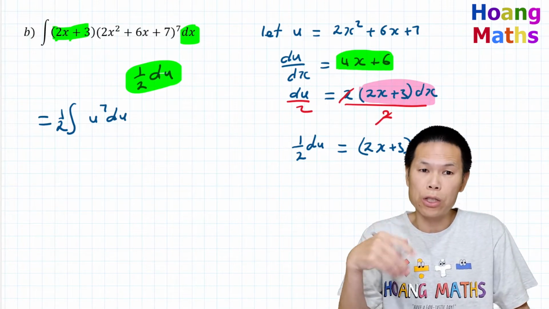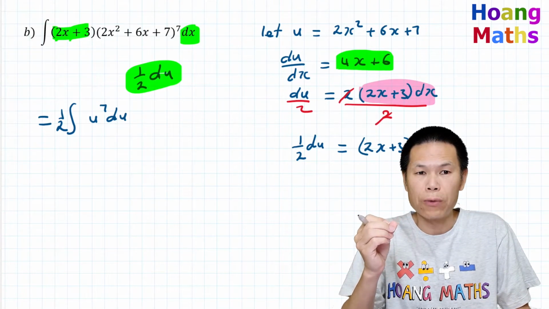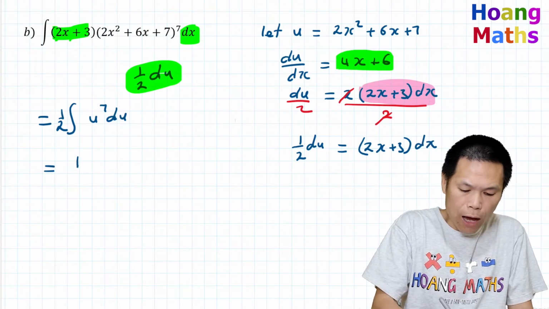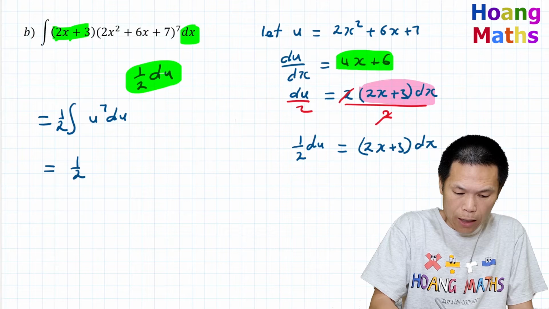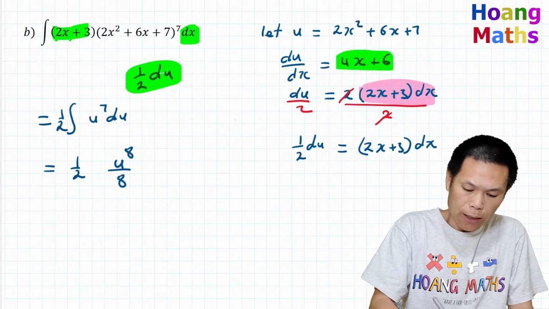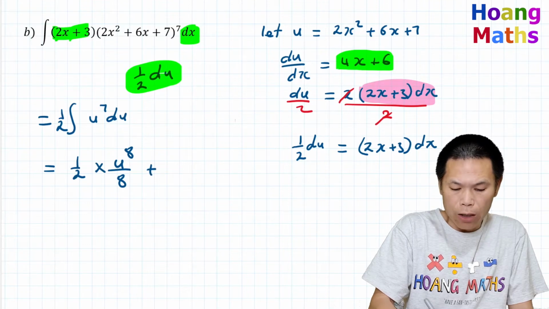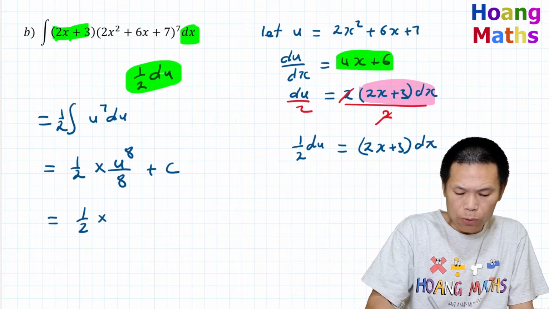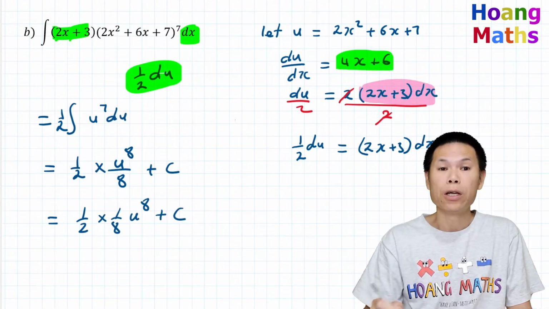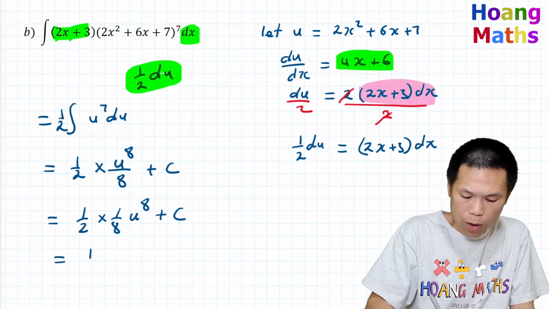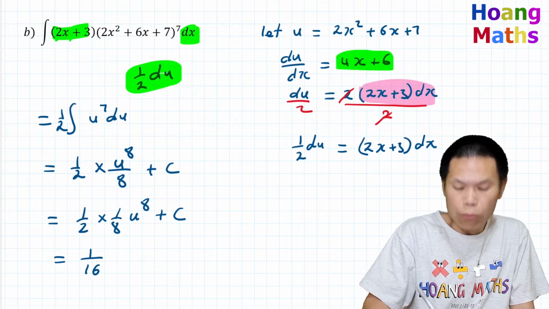So now I just integrate u to the power of 7. We add 1 to 7, which becomes 8. So that is equal to a half, I write this first, and then u to the power of 8 divided by 8, and this is multiplied together, plus a constant. This is exactly the same as a half times 1/8 u to the power of 8, if you like, plus a constant. So a half times 1/8 is 1/16. So that is equal to 1/16 u to the power of 8.